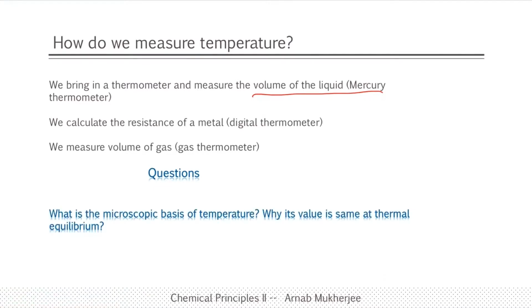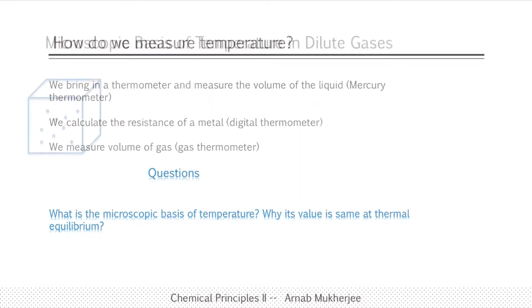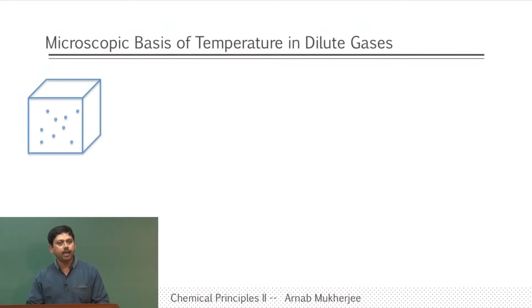However, it still leaves us with some questions: what is the microscopic basis of this temperature? Why do two bodies in contact with each other undergo thermal equilibration? We have to understand that question, and in order to do so, we will first take a gaseous system, a system in which the gas particles are in a dilute limit. Let us say we take the pressure to be very low and the gas molecules are randomly distributed within it.